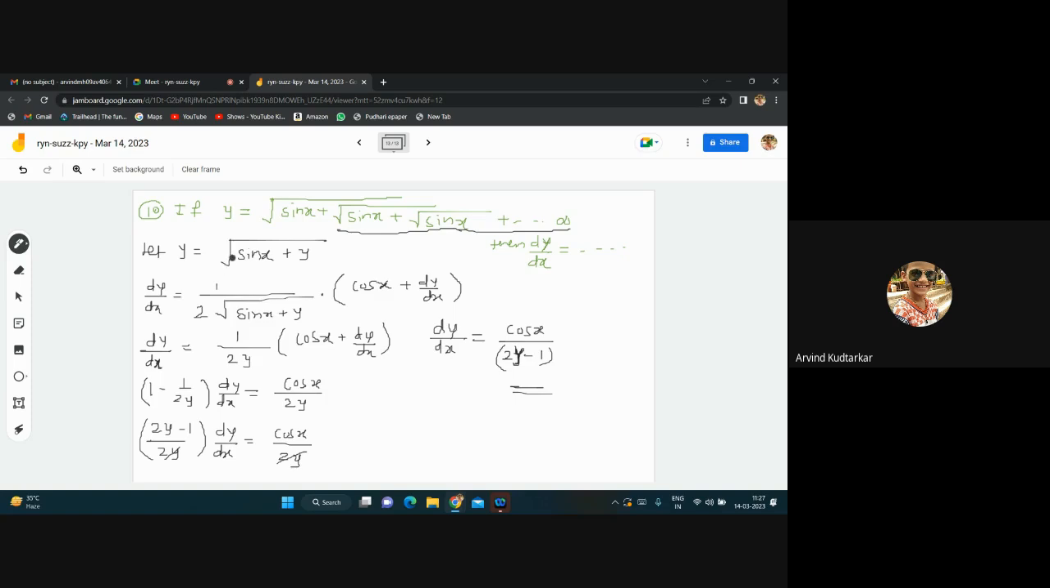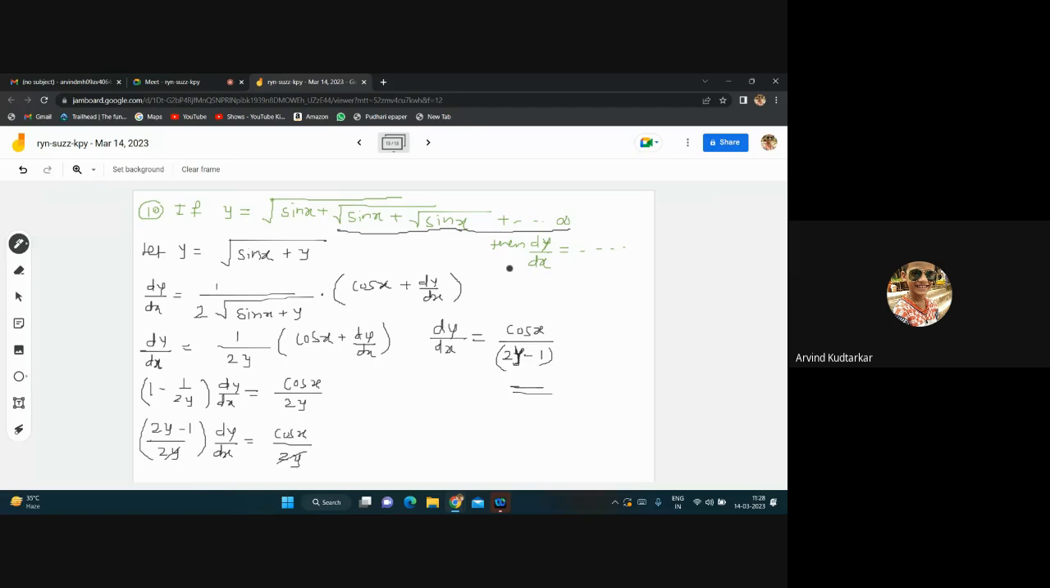So first the derivative of the root. What is the derivative of the root? 1 by 2 into root of sin x plus y. And next, find the derivative of the term inside the root. What is the derivative of sin? cos x. And what will be the derivative of y? dy by dx. After this, we can replace root of sin x plus y by y because we have defined this as y. So this is y. So 1 by 2y into cos x plus dy by dx.